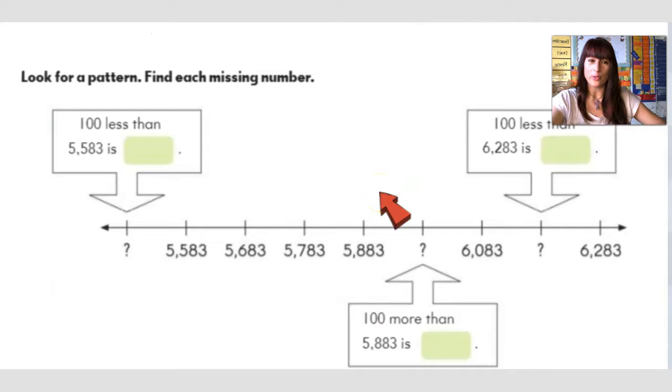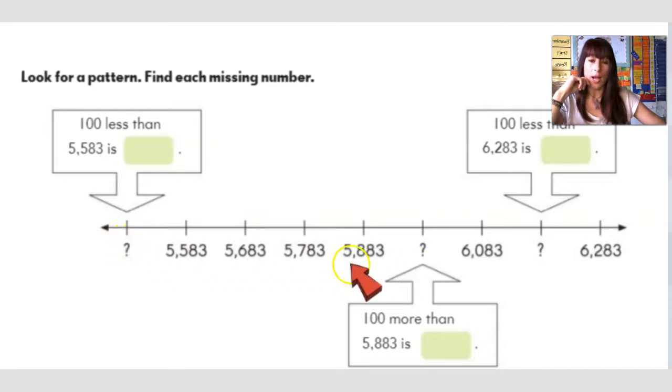Okay, so let's continue looking for patterns on this number line. But there's something tricky if you look at it closely. The first number is missing. So if the first number is missing, the only rule I can use here is to subtract, because I don't have a number that I can add to that's before it. I only have a number that's after the missing number. So I can only use the rule of subtraction.